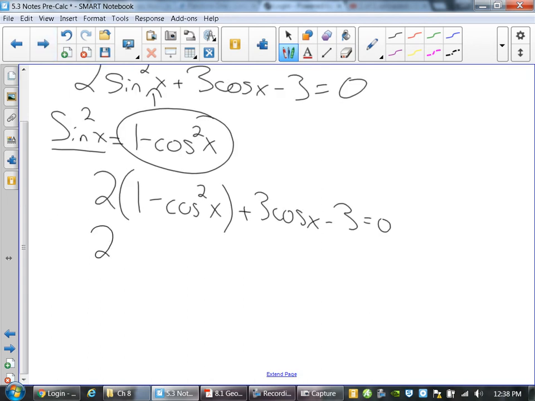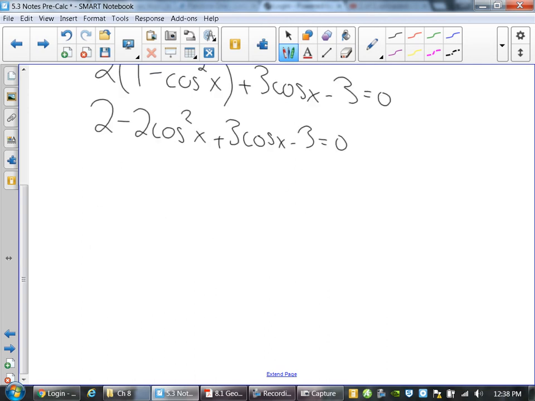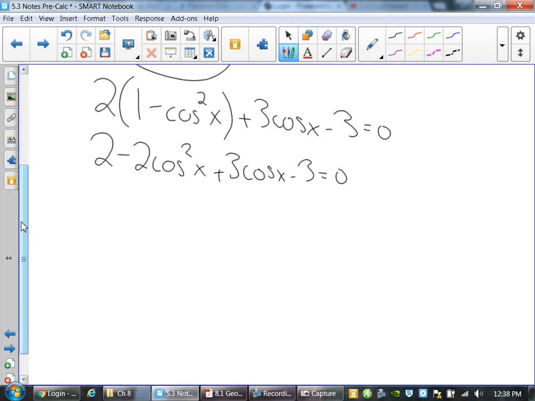You get 2 minus 2 cosine squared plus 3 cosine minus 3 is 0. Combine your like terms, you get 2 minus 3 to get negative 1. Everybody okay with that?